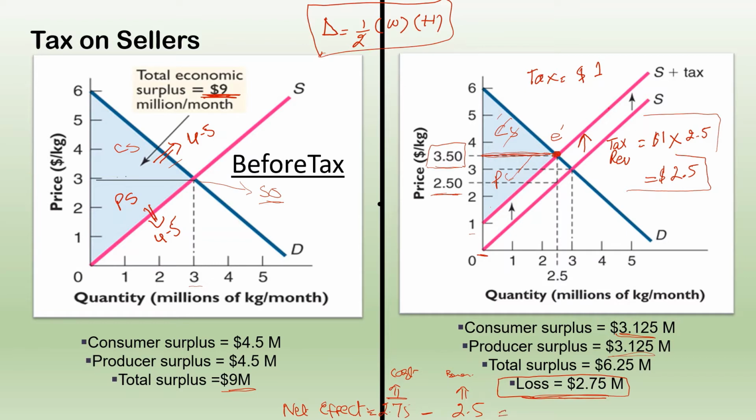So overall, the net benefit or net effect of this tax is equal to 2.75 total loss minus the benefit 2.5, so it is going to be 0.25 million dollars, or it is equal to $250,000. Okay, so this is actually the net effect, we can say that $0.25 million is actually the loss or deadweight loss generated because of the taxes.